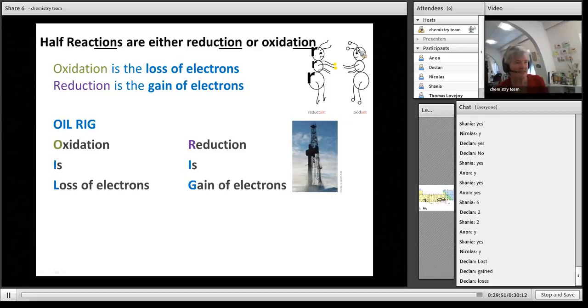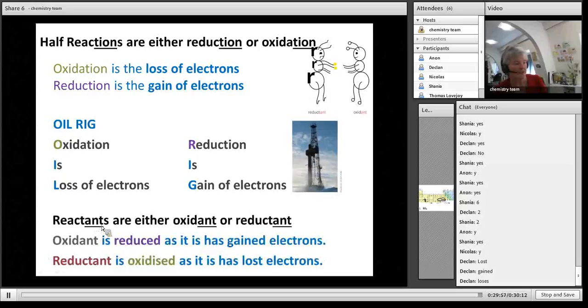So that is the reactant that appears on the left-hand side of the reaction. Okay, so reactants are the oxidants and the reductants. An oxidant is reduced, and that comes up in the reduction half reaction. A reductant is oxidized, and that comes up in the oxidation half reaction.